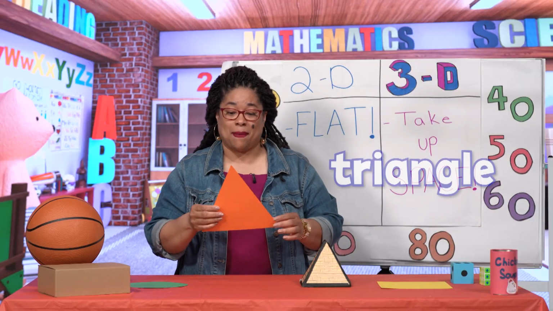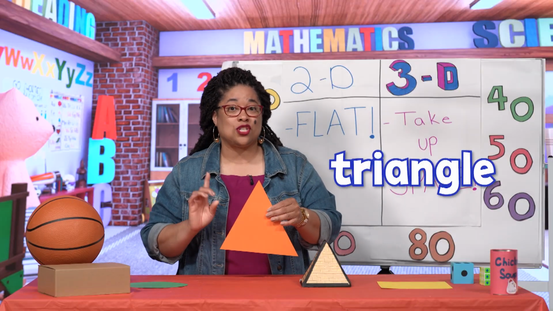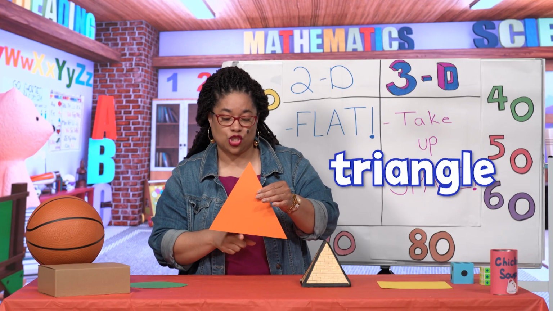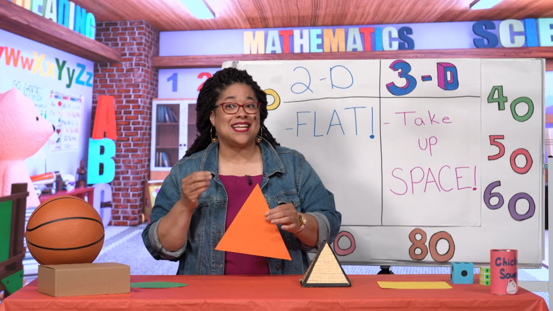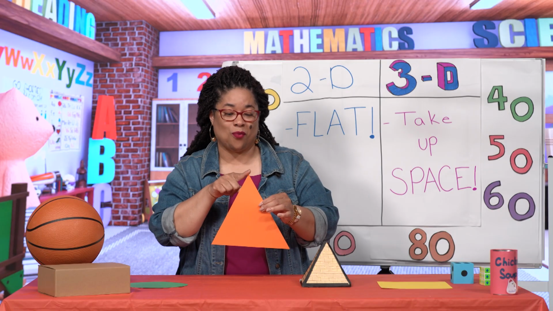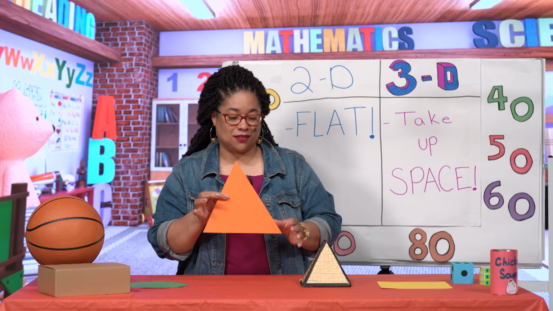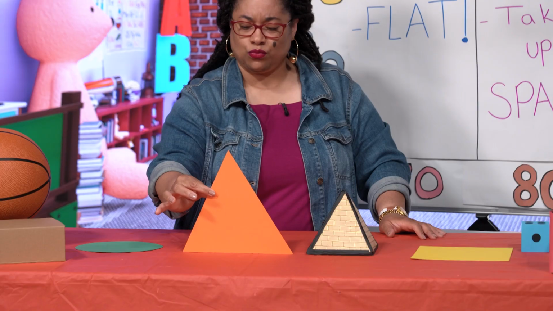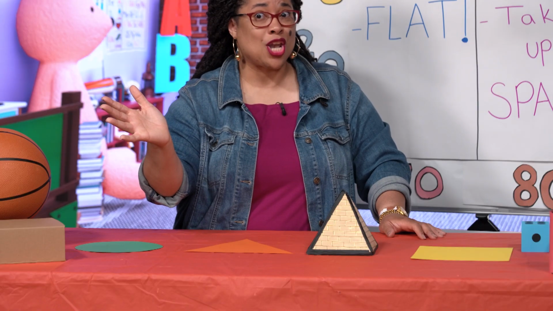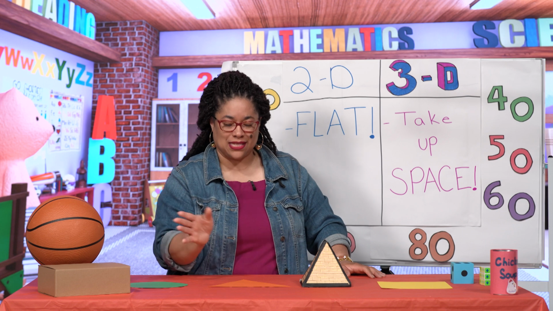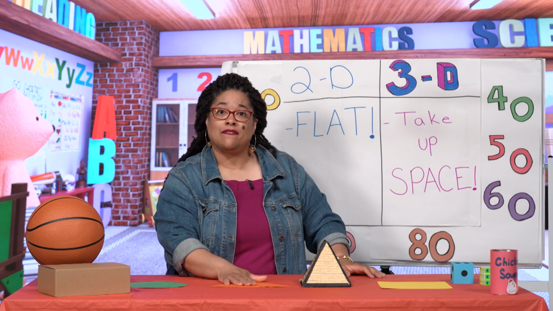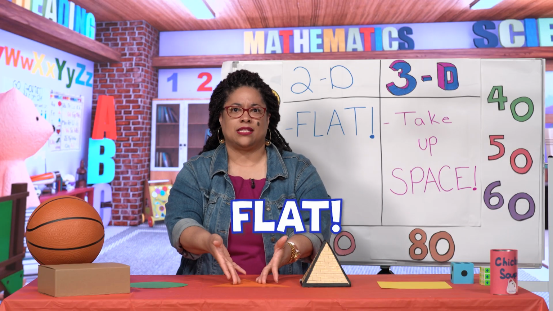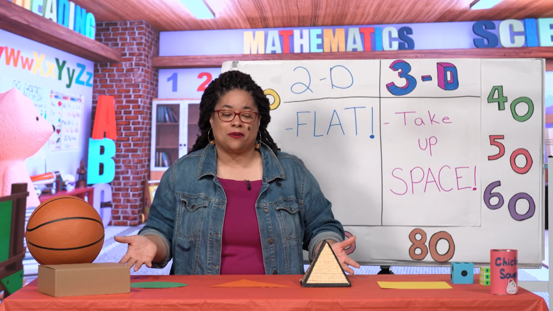Now we are talking about the triangle. Now the triangle does have 3 sides, 1, 2, 3, and it does have 3 corners, 1, 2, 3. Now let's see, will it stand up on its own? Nope, not even a little bit. So it follows the rule of a 2D shape. It is flat. I can put anything on top of this and it wouldn't even matter.